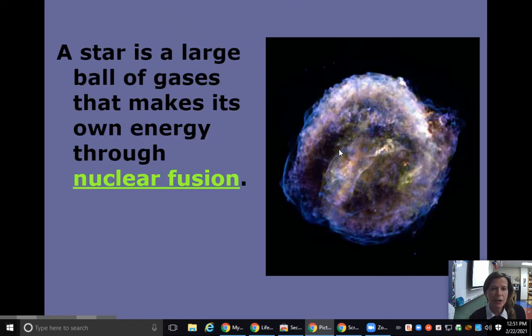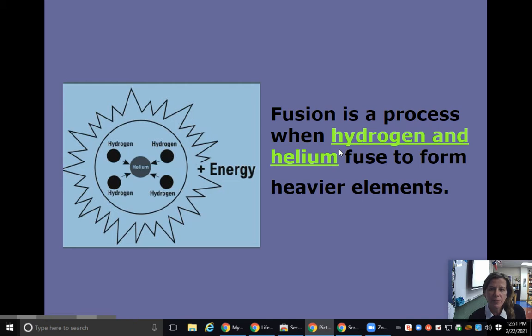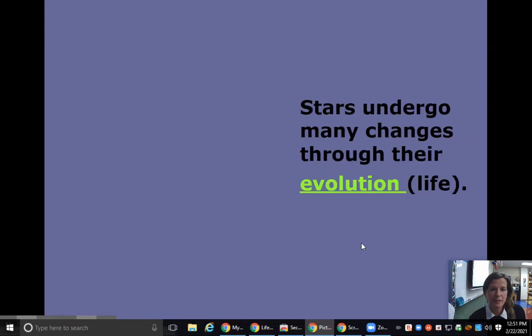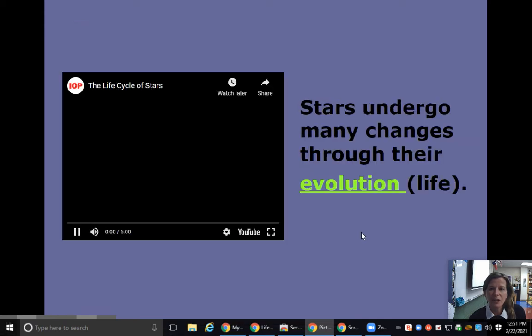A star is a large ball of gases that makes its own energy through nuclear fusion. Fusion is a process when hydrogen and helium fuse to form heavier elements. This process generates large quantities of energy in the form of heat and light. Stars undergo many changes through their evolution of life.